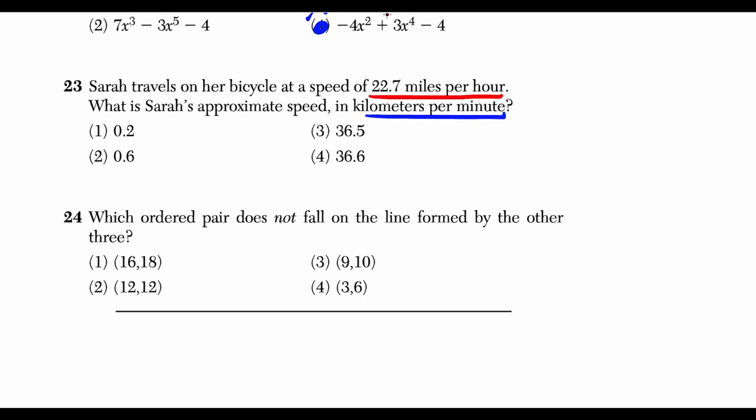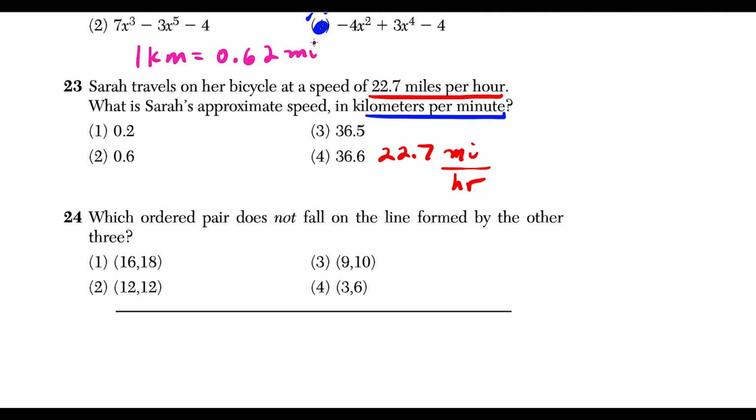So let's just go ahead and write this out. We've got 22.7 miles per hour, and we'll abbreviate here. So we want to convert to kilometers per minute. So one thing that we have to know here, which is not obvious, but it's in the reference section here, is that 1 kilometer is equal to 0.62 miles.